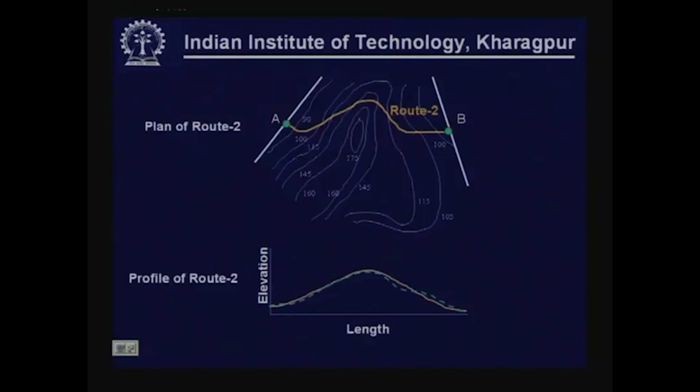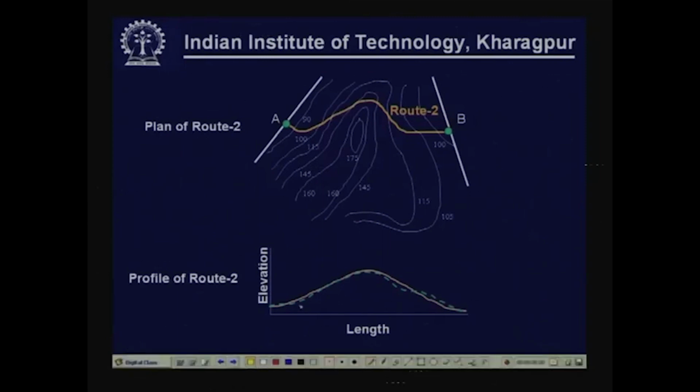Let us see, as I have shown earlier, in this case also we have drawn the profile of route 2. You can clearly see that this gives a much better match with the existing ground profile. You can see the cutting is not substantial, filling is also not substantial, and you can easily see the cut and fill are generally balanced. You have to cut here, you have to fill here, you have to cut here, a mild amount here, again you have to fill.